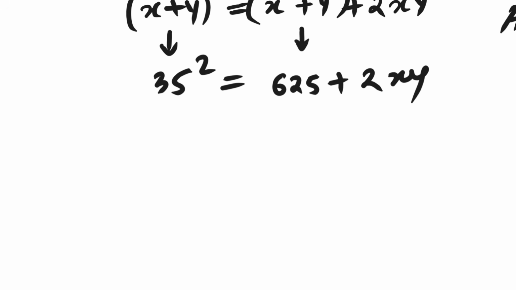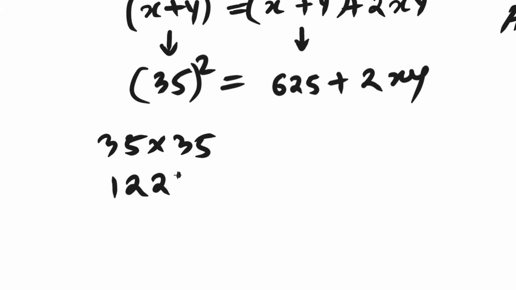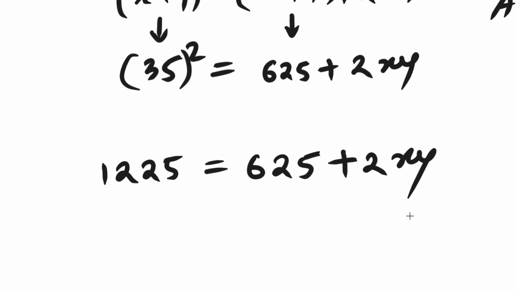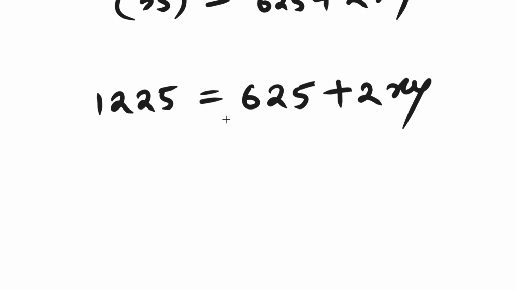Now, let's calculate 35 squared. 35 multiplied by 35 is 1,225. So our equation becomes 1,225 equals 625 plus 2 multiplied by xy. Now our goal is to isolate the product xy. We have 625 added to 2xy. So we need to remove that 625 from the right-hand side. We can do that by subtracting 625 from both sides.